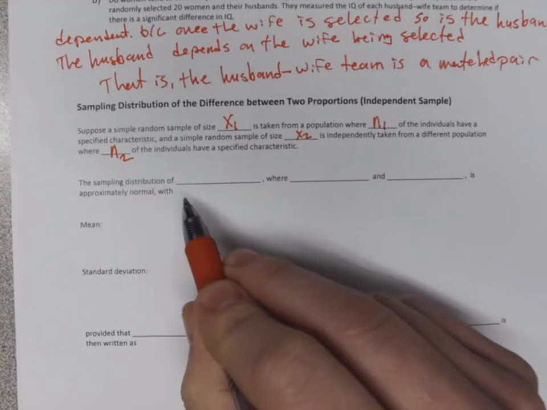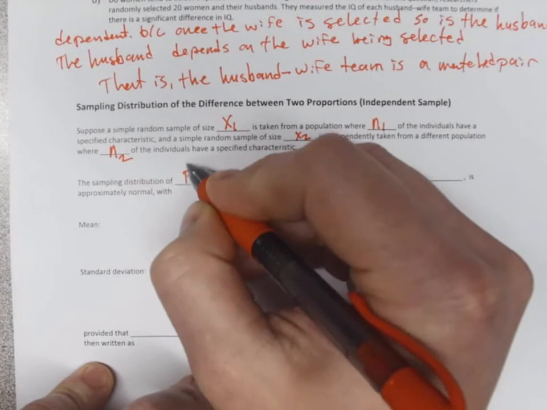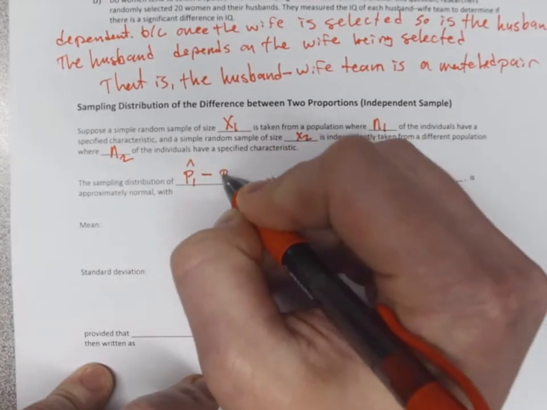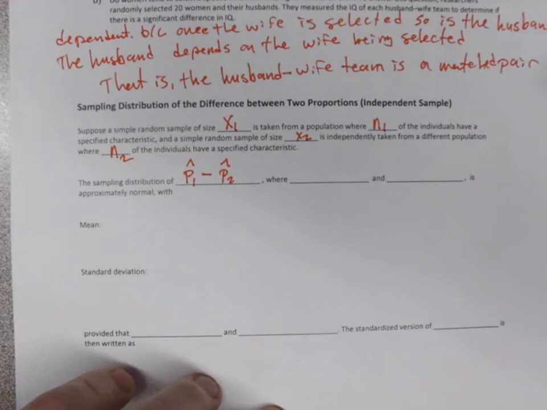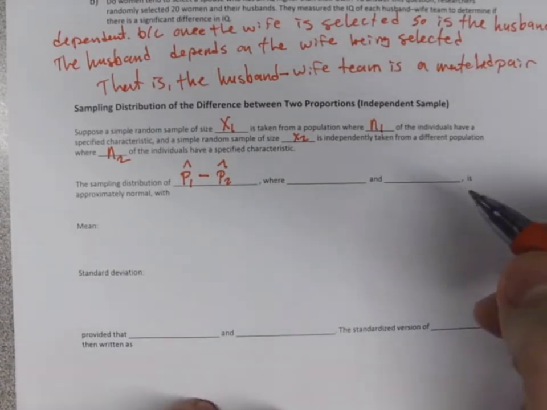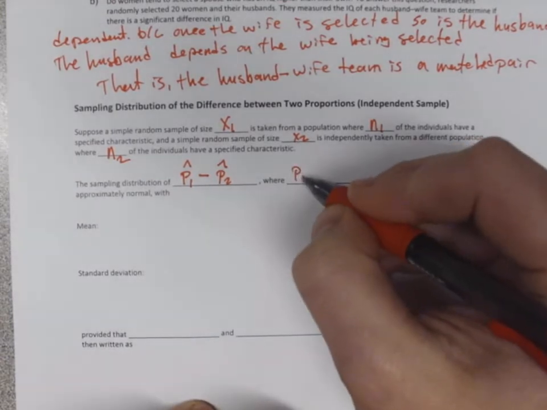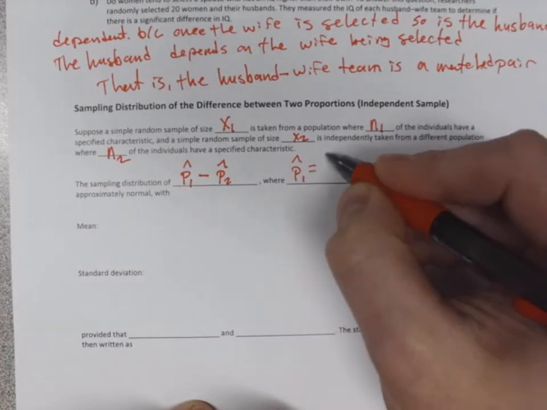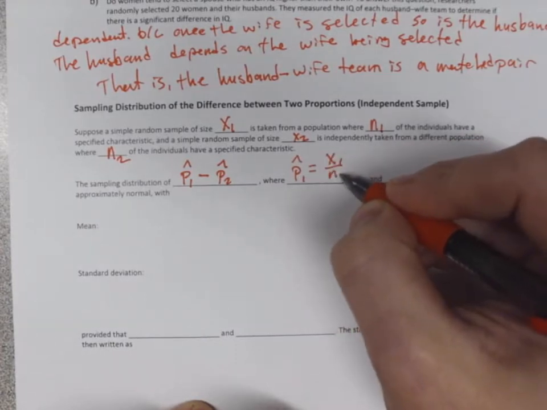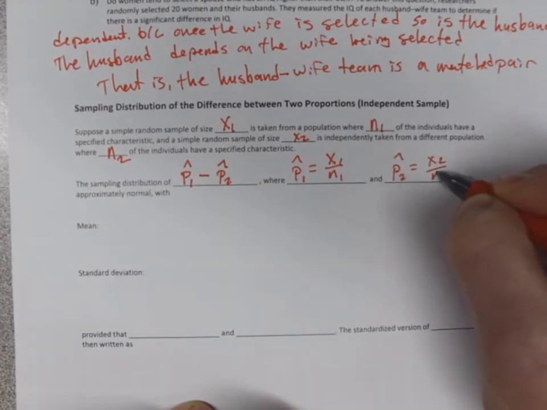The sampling distribution of p1 hat minus p2 hat. That's now the sampling distribution. Instead of just having p hat, where we're looking at one sample at a time, now we're looking at two samples. And so this is how we label it. And to determine p1 hat and p2 hat, it's exactly the same as we did just regular p hat. p1 hat is equal to x1 over n1, and p2 hat is equal to x2 over n2.